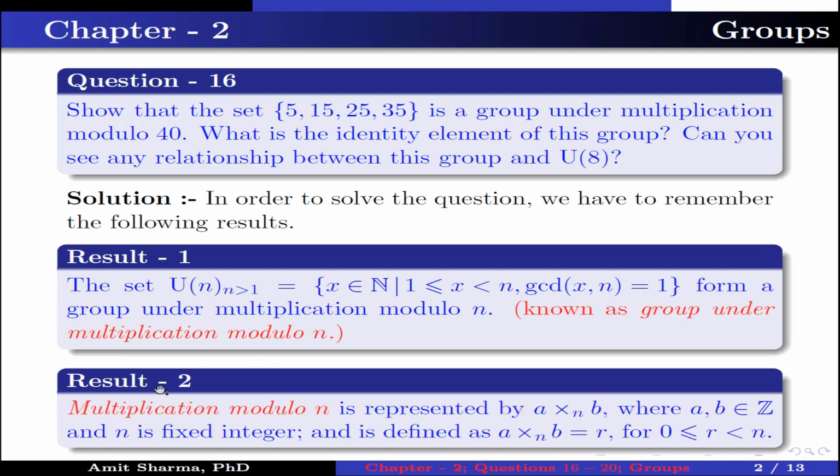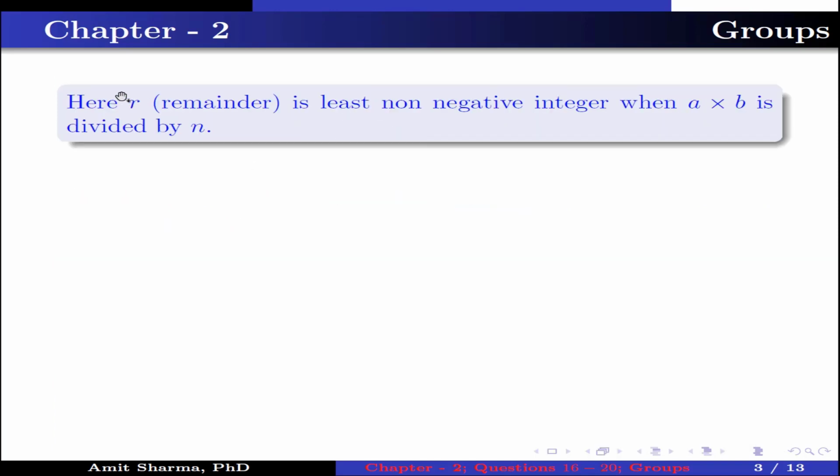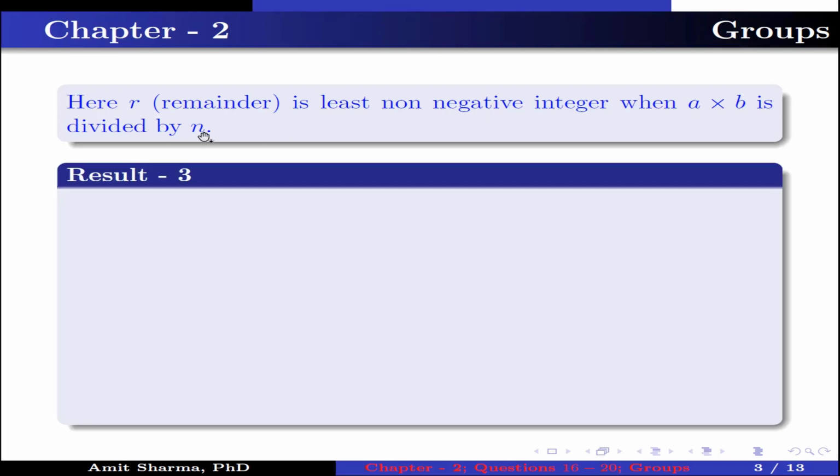Result number 2. Multiplication modulo n is represented by a ⊗ b, where a and b belong to Z and n is a fixed integer, and is defined as a multiplication mod n b equal to r for 0 less than or equal to r less than n. Here r is the least non-negative integer remainder when a multiplied by b is divided by n.